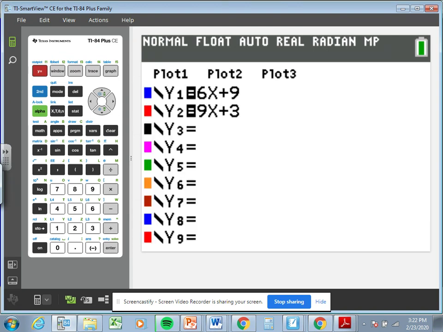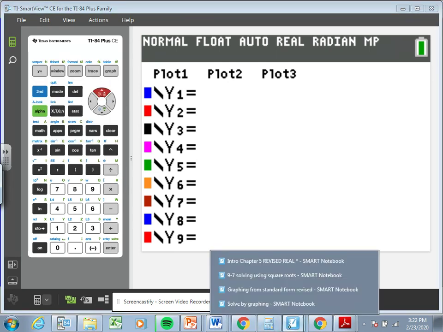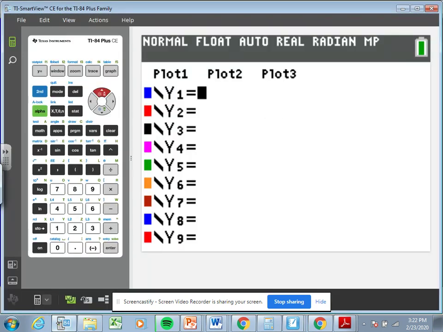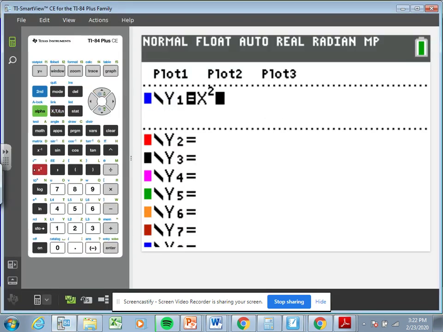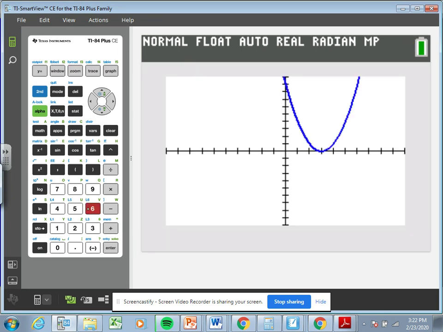All right. Clear that y equals. Hopefully they gave you time to go get your calculator anyway. Clear everything out of there. The first one was x squared minus 6x plus 9. Let's see. Minus 6x plus 9. Okay, so x squared minus 6x plus 9. Don't graph it. Zoom 6. That way you know for sure your window is where it should be.